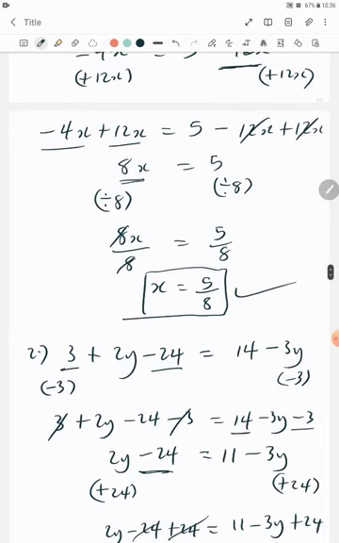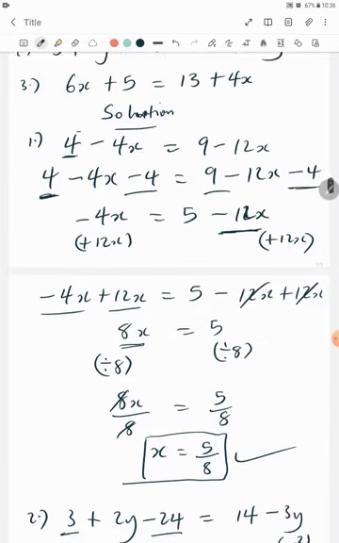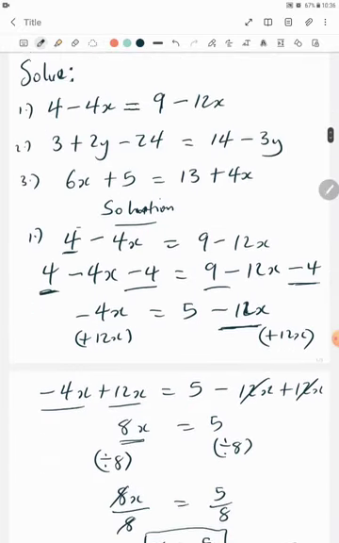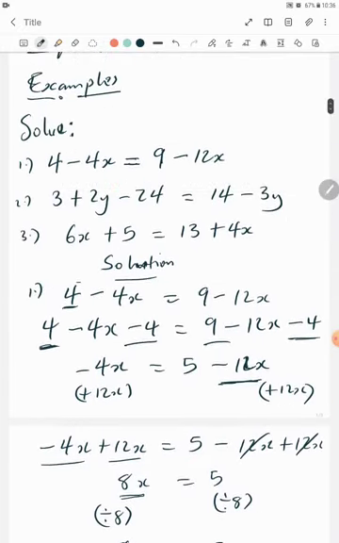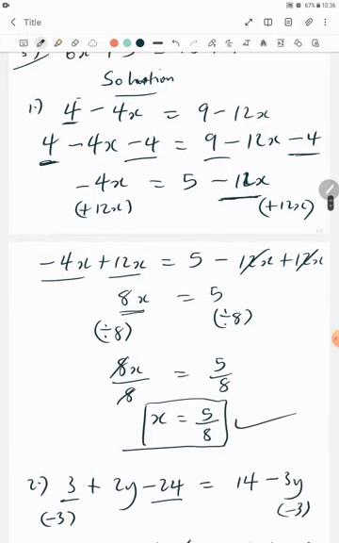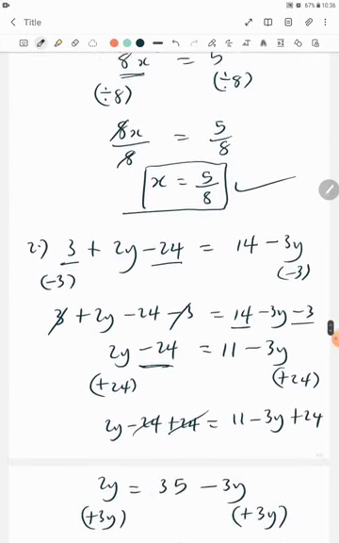So it's very important that you note this process. I think you can try out number 3. Try out number 3 and let me have your answer in the comment section. Send me your answer and let me see and measure your understanding of this.